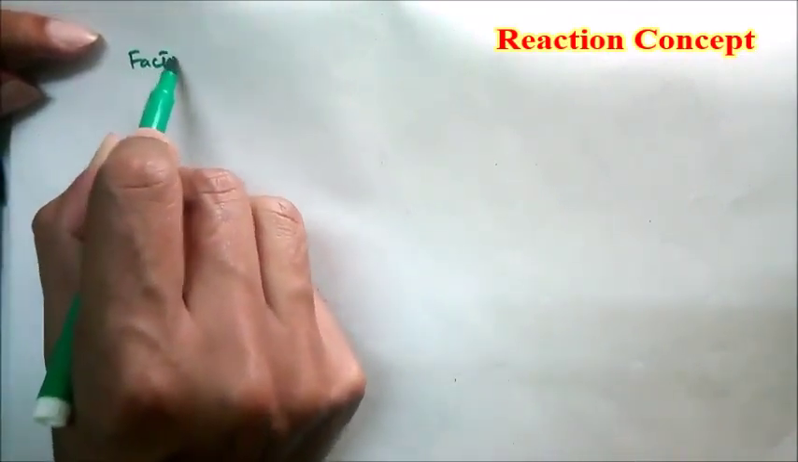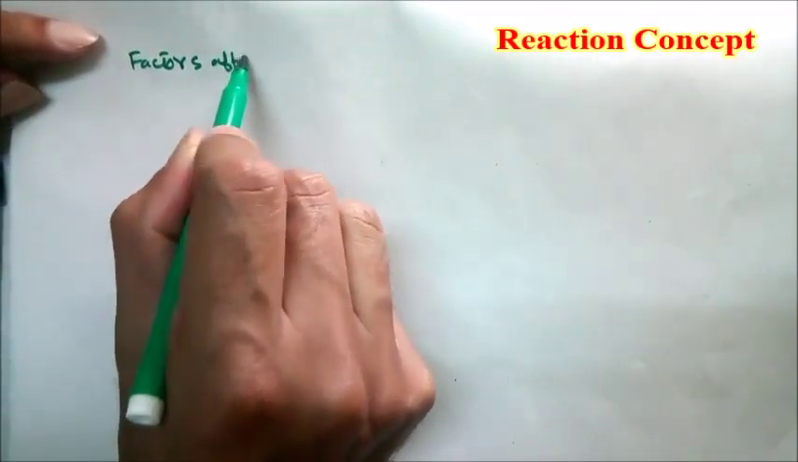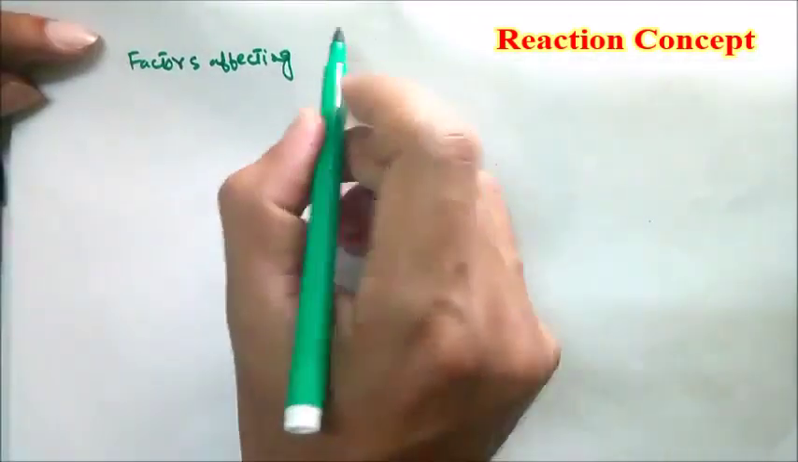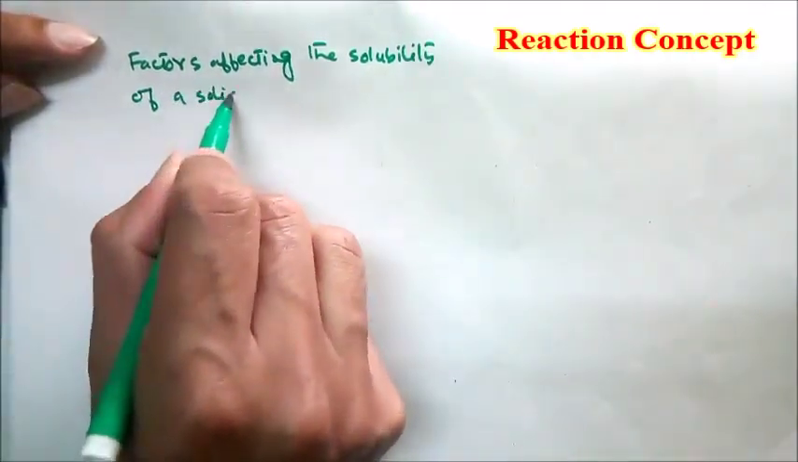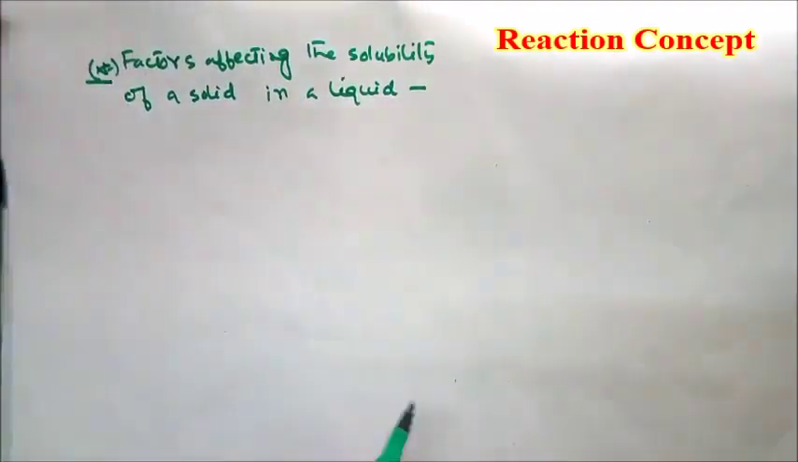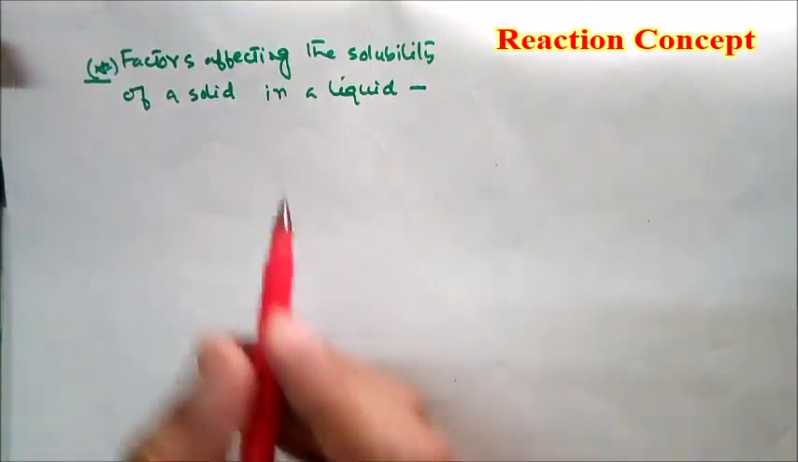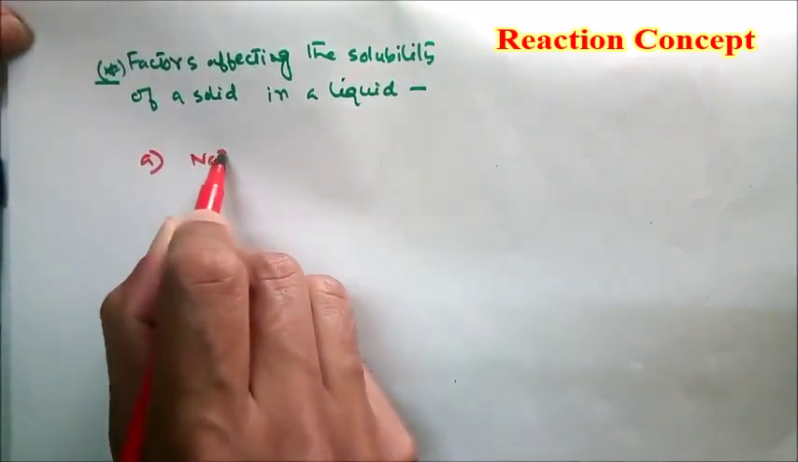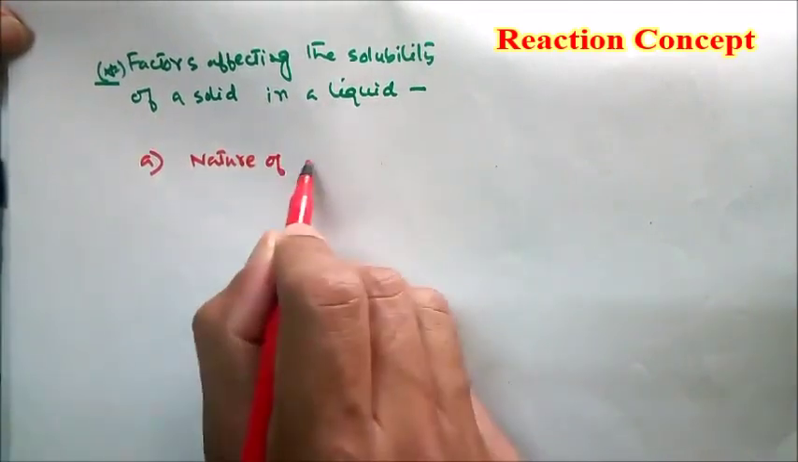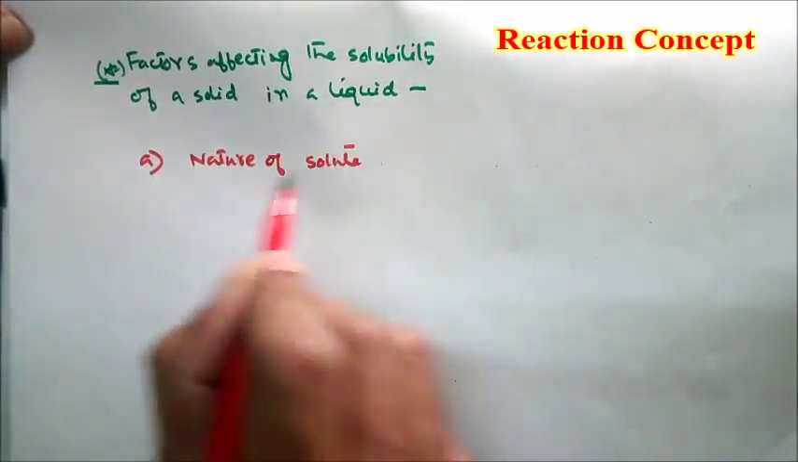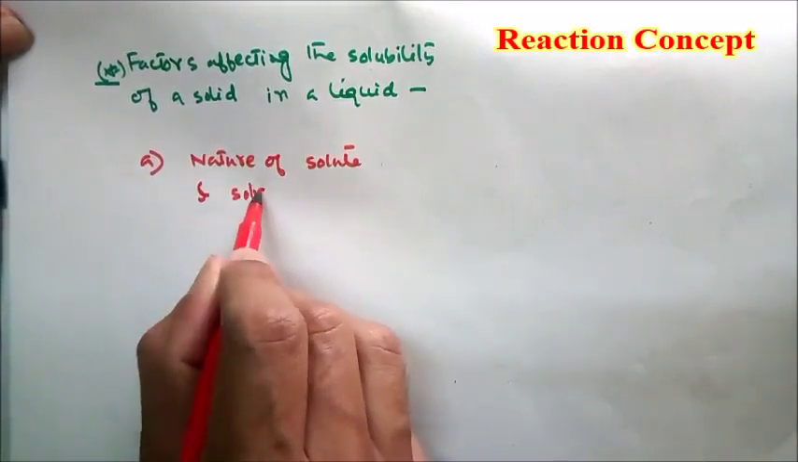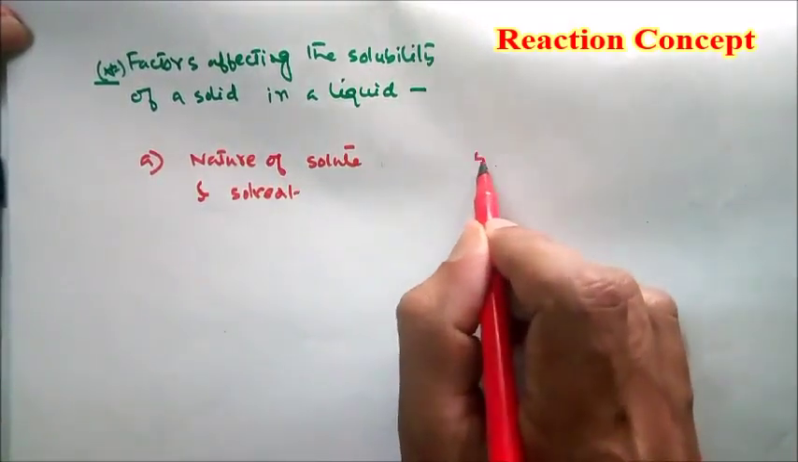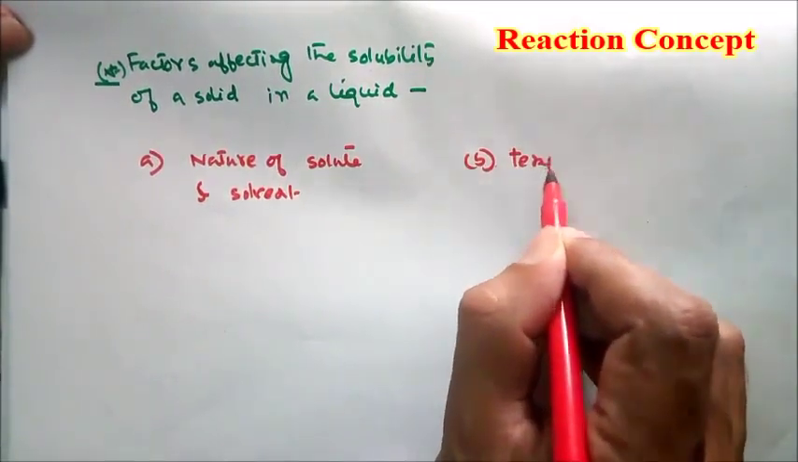So, factors affecting. Generally there are two factors that affect the solubility of a solid in a liquid, and these factors are the nature of solute and solvent. The other factor is the temperature of the reaction.